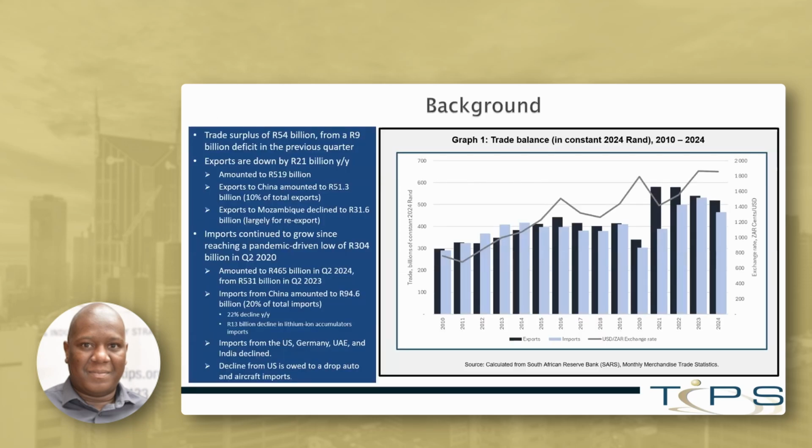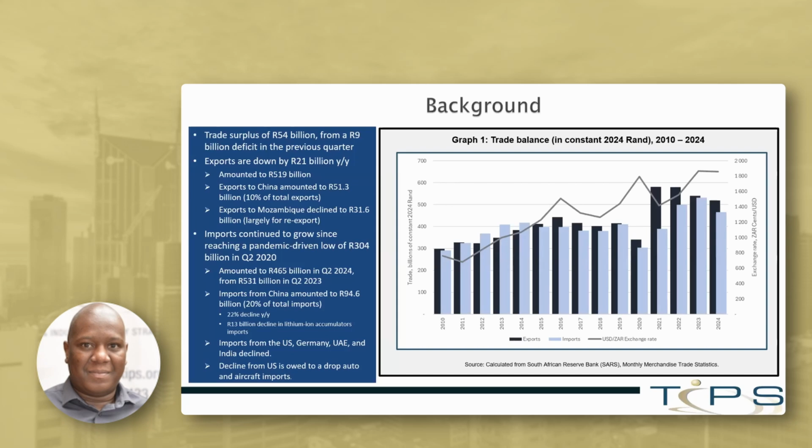Okay, so looking at the trade balance, the trade surplus was 54 billion from a 9 billion deficit in the previous quarter. Exports are down by 21 billion year on year, which amounted to 519 billion. Exports to China amounted to 51 billion, which was 10% of total exports. Exports to Mozambique declined by 31 billion, which were largely for re-exports.